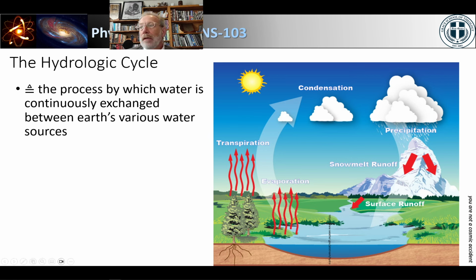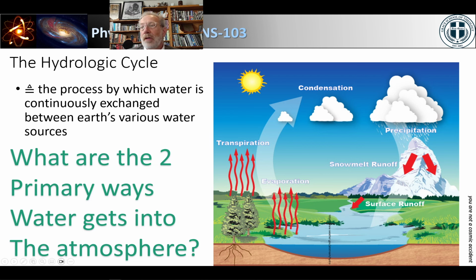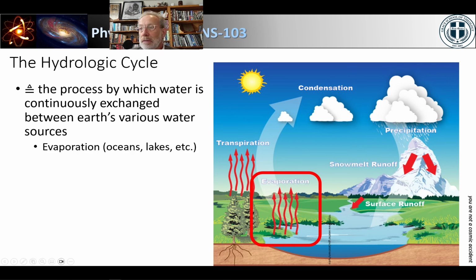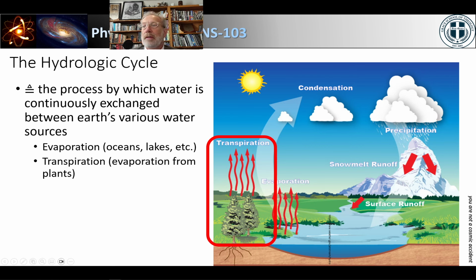If you take a look at this picture, you can see things going up, things going around, things coming down. So let's take a quick tour of that. What are the two primary ways that water gets to the atmosphere? Well, we have evaporation, as shown here. Things like oceans, lakes, the water evaporates and goes up into the atmosphere. But we also have transpiration. Think of it as plants breathing out water. It's an evaporation in another form.